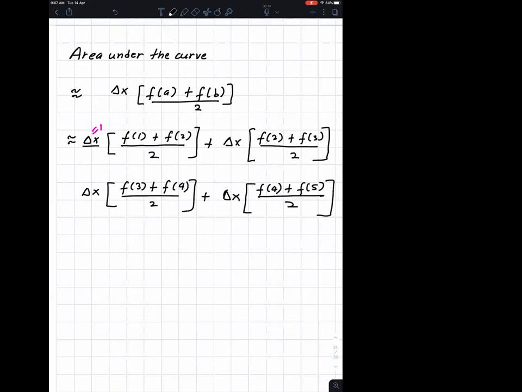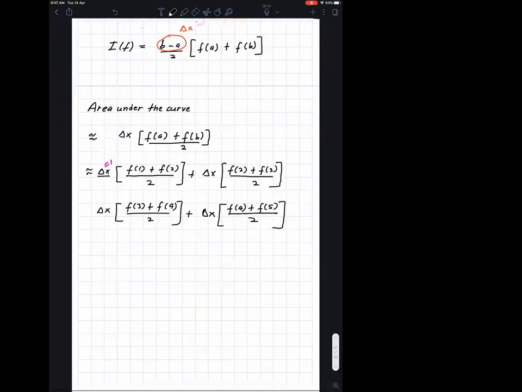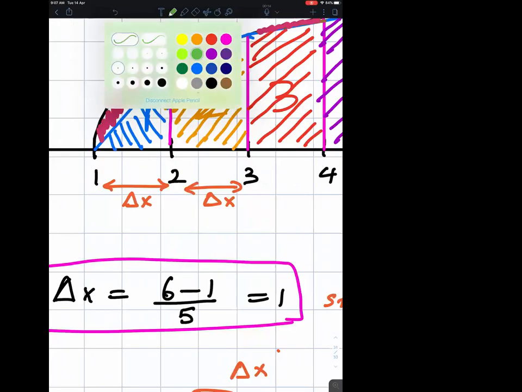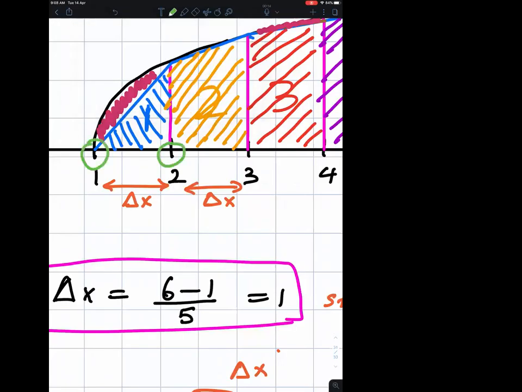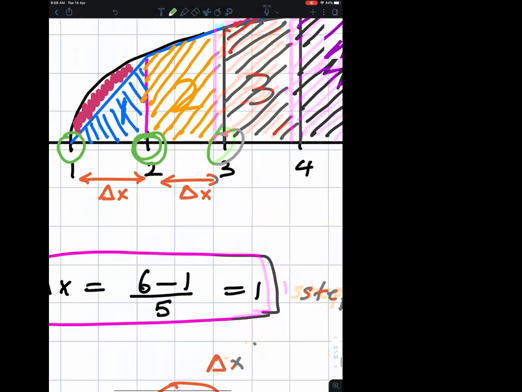Okay, is it clear? We're just using the endpoints. For each segment, we are just using the endpoints. Like this is the first segment, from here to here. Second segment, from here to here. Third segment, fourth segment, fifth segment, each from here to here.